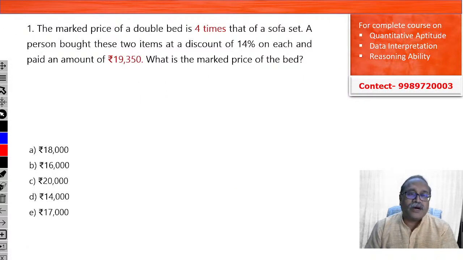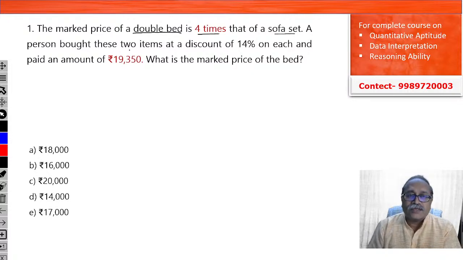Next one, this one. The mark price of a double bed is 4 times that of a sofa set. A person bought these two items at a discount of 14% on each. So on the double bed he gets a 14% discount, and on the sofa set also he gets a 14% discount, and paid an amount of rupees 19,350. What is the mark price? Okay, so here what we do is we will take the double bed as 4 times the sofa set.